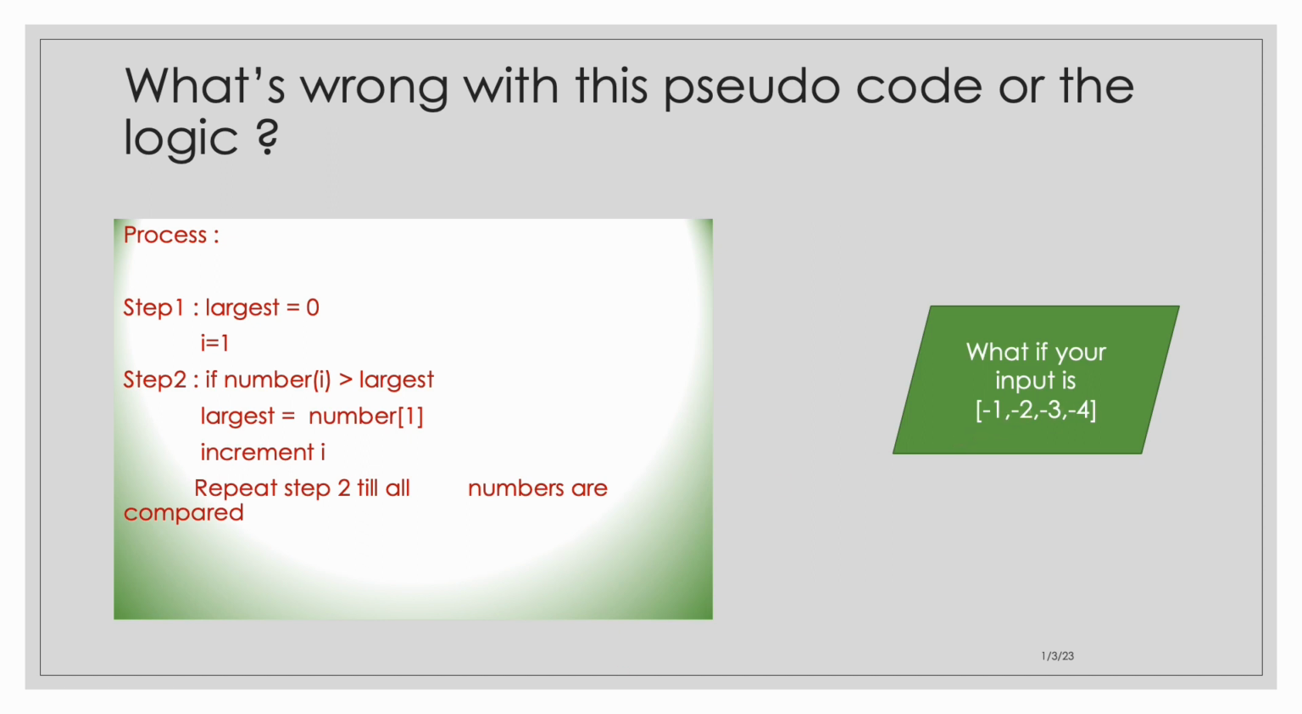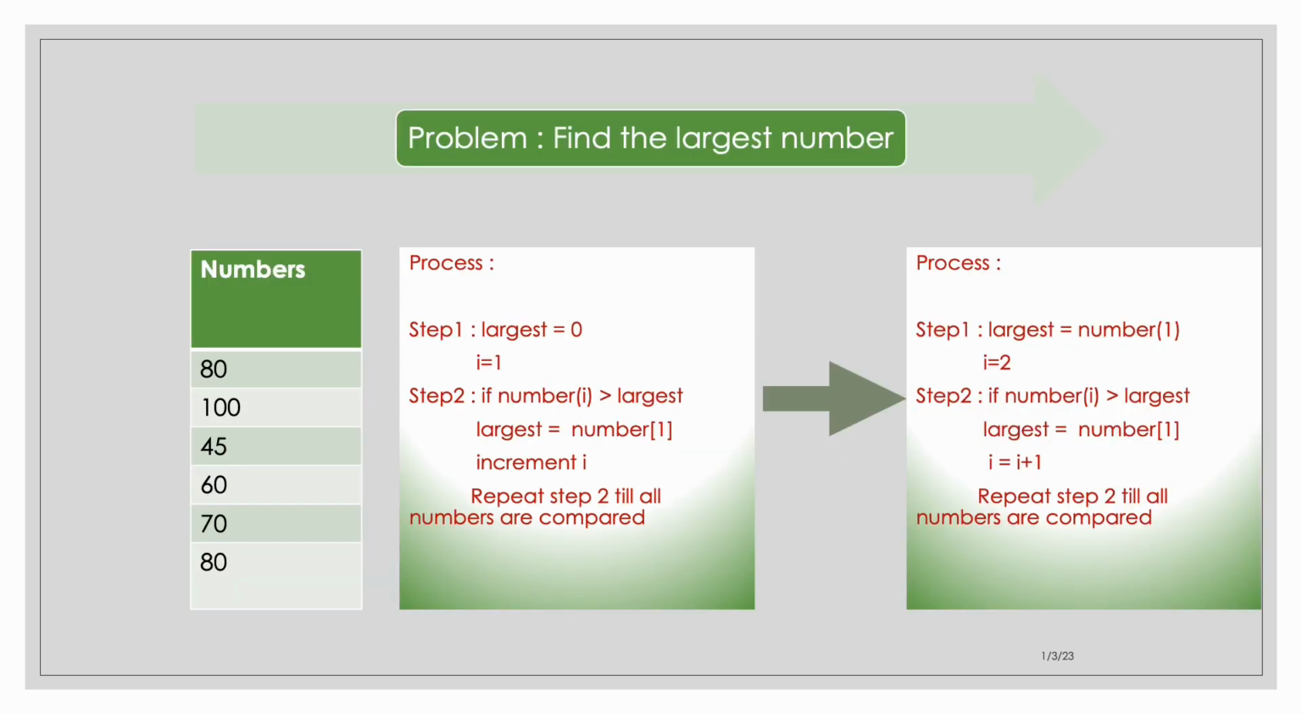So that means this code was wrong because of the largest number initialization. Now we have to see how to initialize this correctly to get the right answer. So how do we get it corrected?